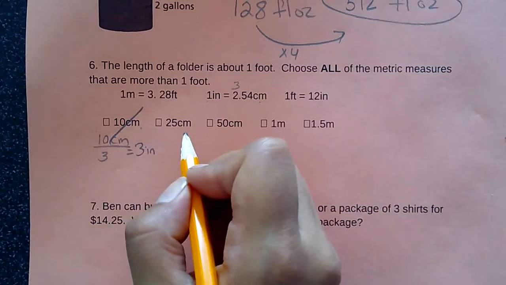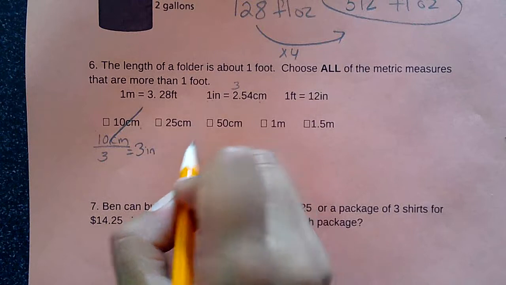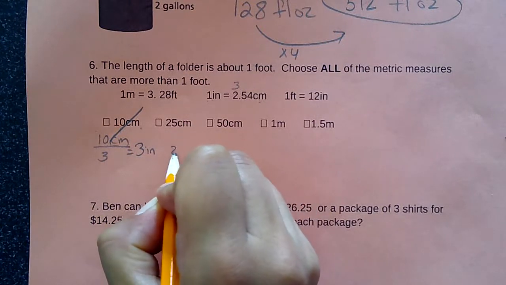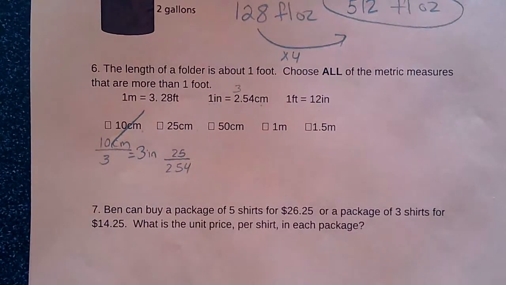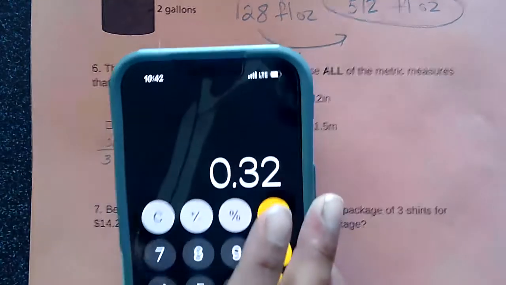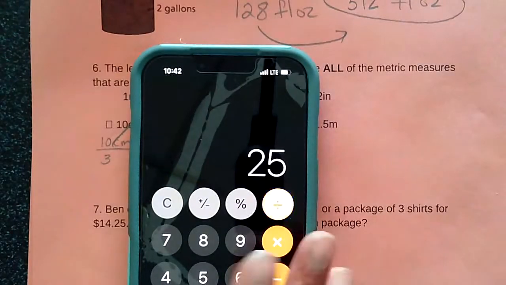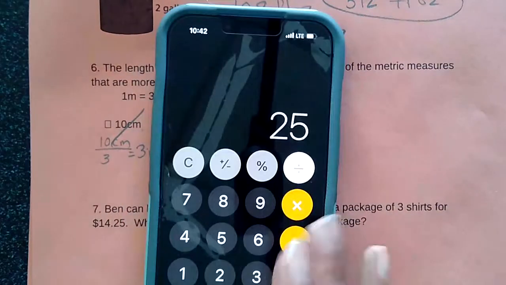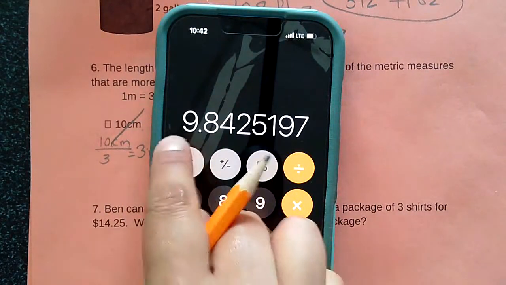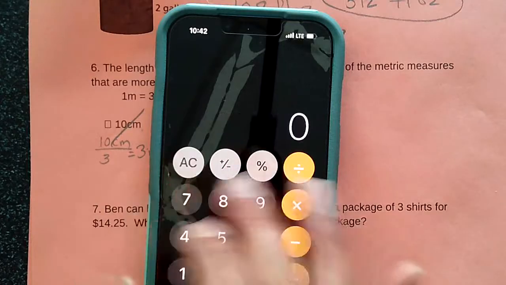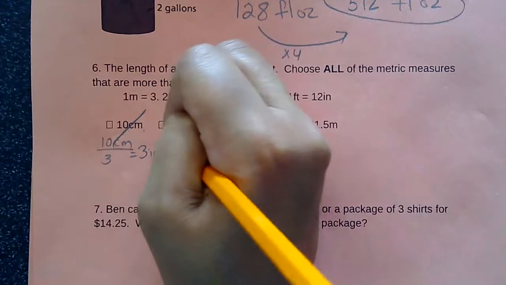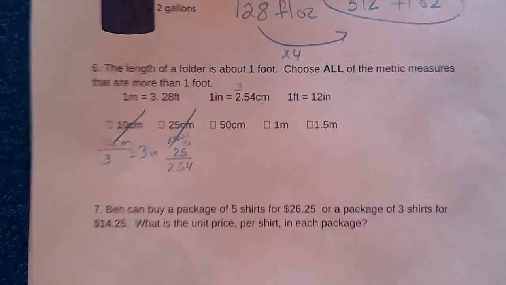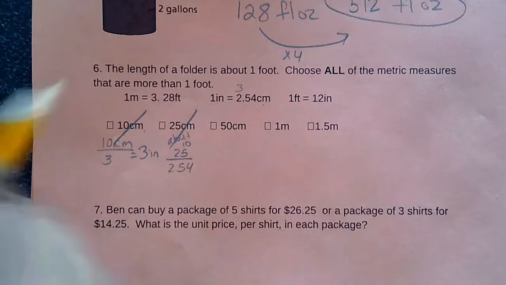How about 25 centimeters? Let's see. So 25 centimeters divided by 2.54. I'm going to get my calculator. 25 divided by 2.54. That's 9.8. Oops. 9.84. So that's about 10 inches. That's not a foot. How about the next one?